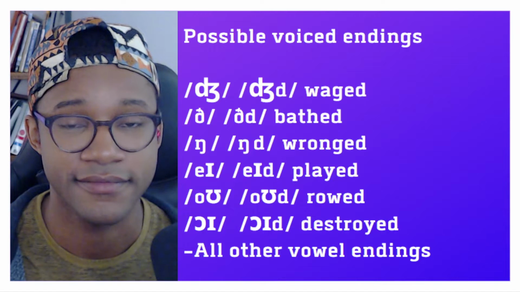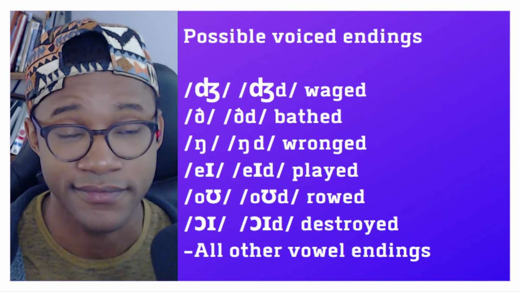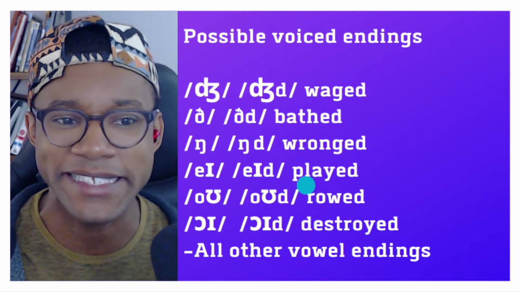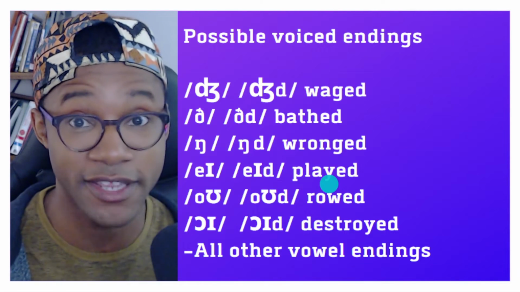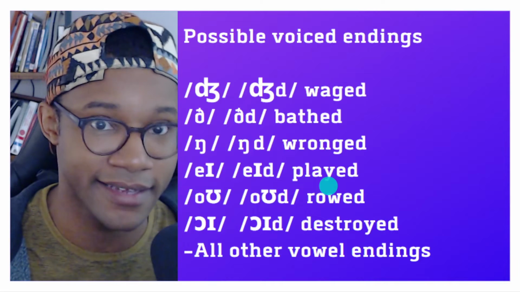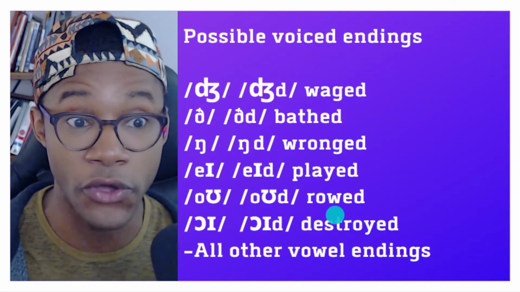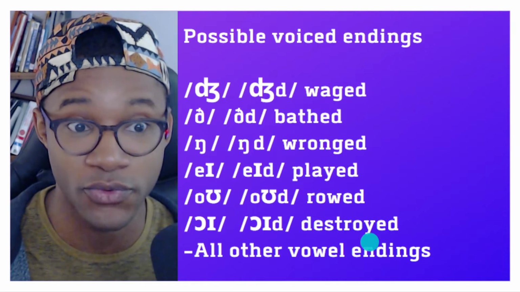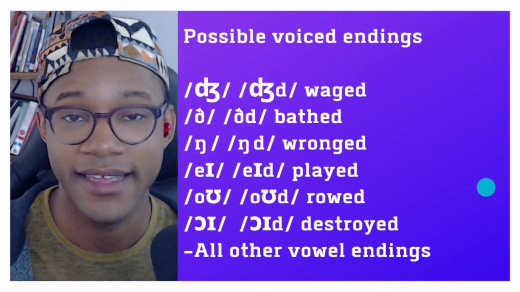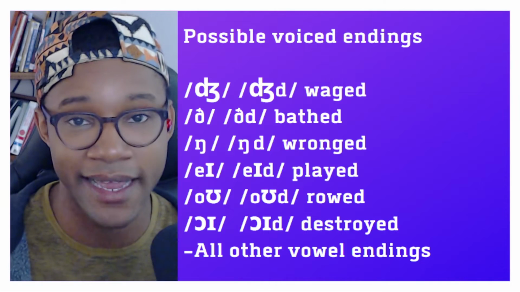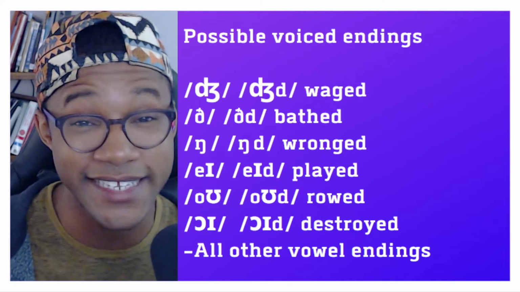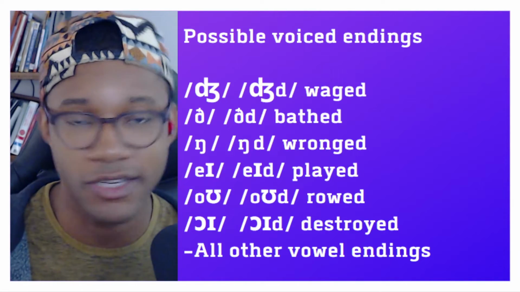Destroyed. Here, notice how we've got these last three words, and the base verb ends with a consonant. Play ends in the letter Y, row ends in the letter W, and destroy ends in the letter Y again. Those are consonants, but in this case, they make vowel sounds.